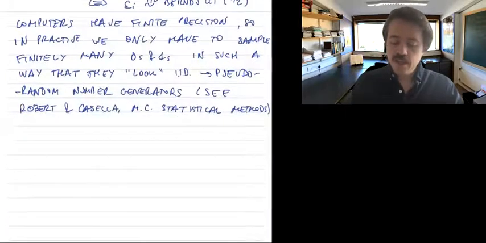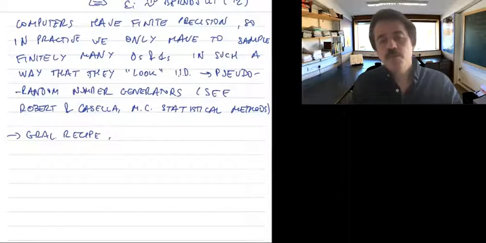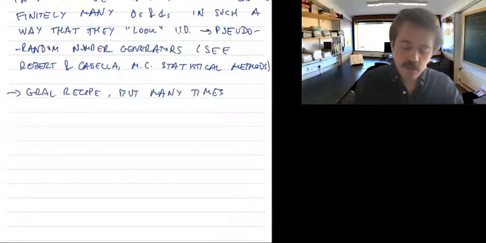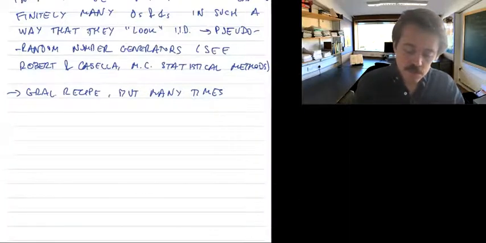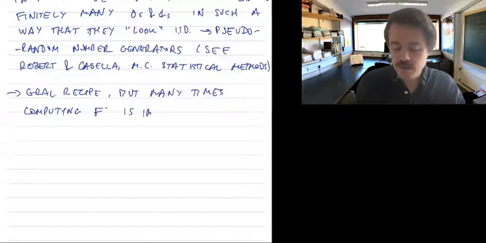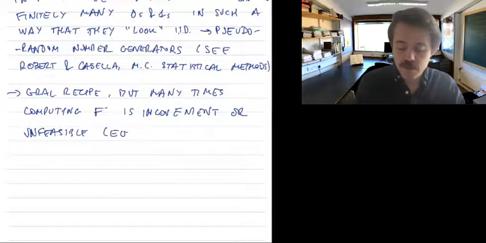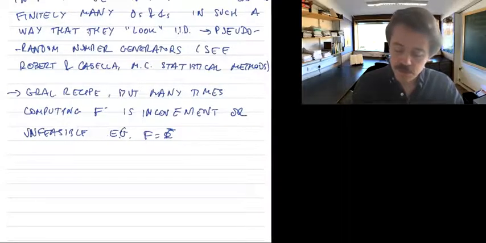Okay, so again, this is a general recipe. But many times what we have is that computing this F minus is inconvenient or directly unfeasible. Think of the example of the standard normal directly.